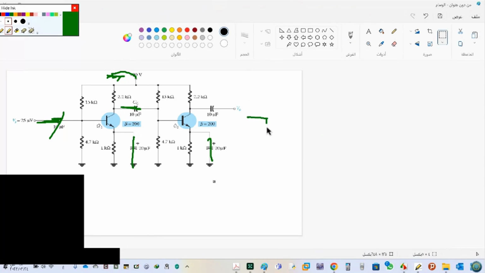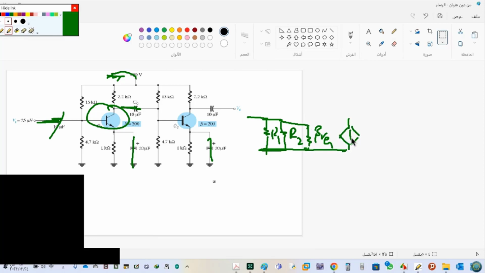Stage number 1, I have R1, R2, then I will omit the transistor, so we have beta RE1, then we have beta IB1, then we continue, we have RO if we have, here I guess we omit it, then we have RC1. See, it doesn't finish. This is stage number 1.